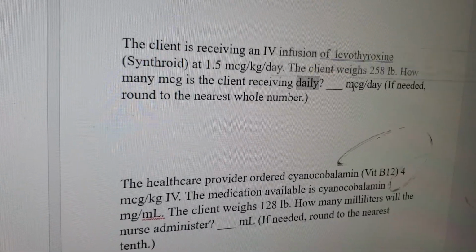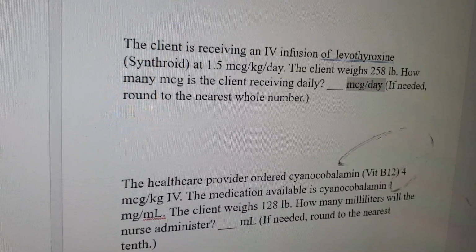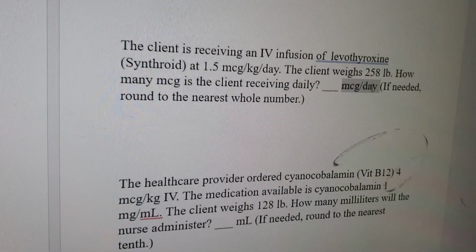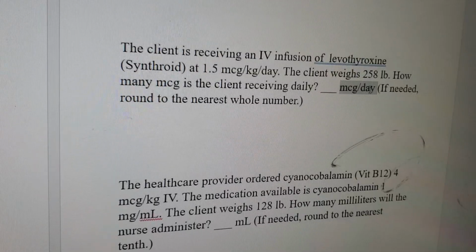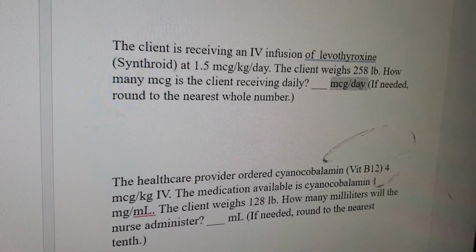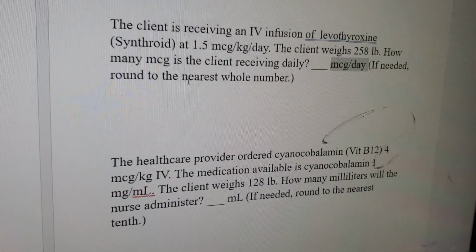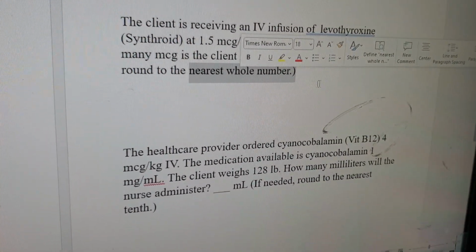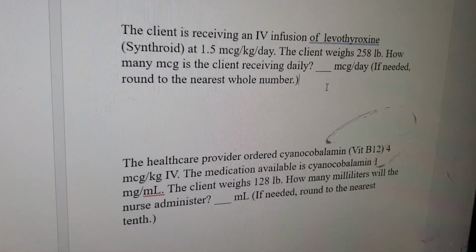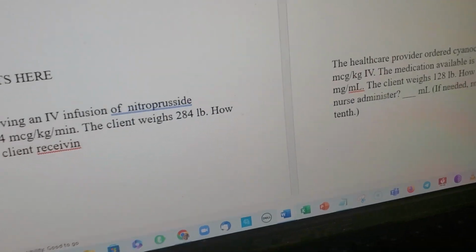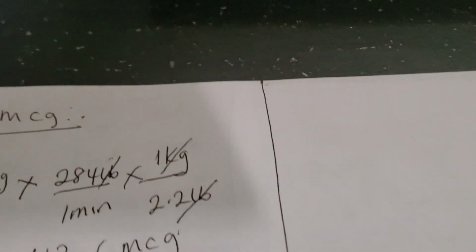It's the same thing. So this time we are looking for microgram per day. Microgram per day, and then round it to a whole number. So let's take note of that. Let's see how we set that up. Let's come to the table.